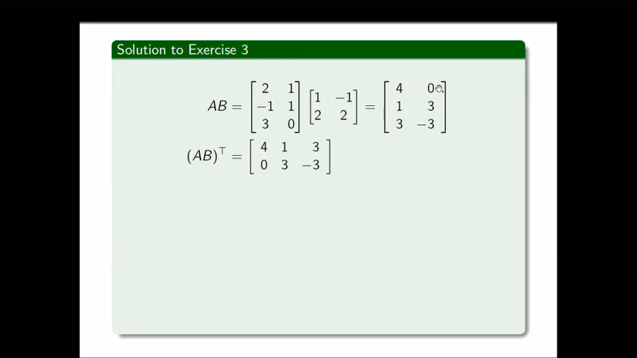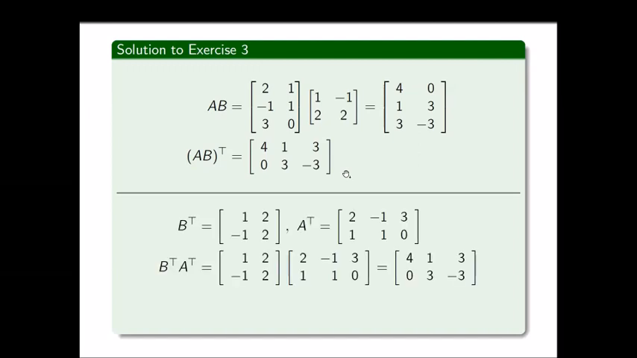And when I say multiply a row by another row, I mean the way in which we learned how to multiply a row and a column of two matrices. Okay, and once we're done, our AB is this 3 by 2 matrix given by 4, 0, 1, 3, and 3, minus 3. And when we take the transpose, we end up getting a 2 by 3 matrix, which is 4, 1, 3, and 0, 3, minus 3. So remember that when we take the transpose, the rows and the columns get interchanged.